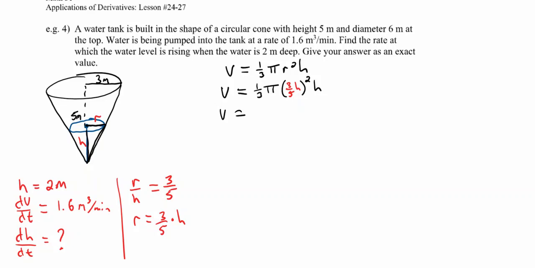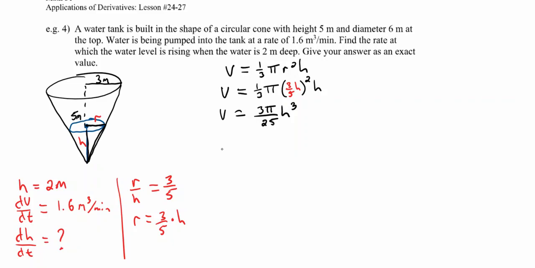So V is equal to, if you square the 3 and the 5 and then simplify, you end up getting 3 pi over 25 h cubed. Okay, that's a lot easier to take the derivative of, isn't it? So I think we're ready, right? That's about as simple as we can get. So let's take the derivative.